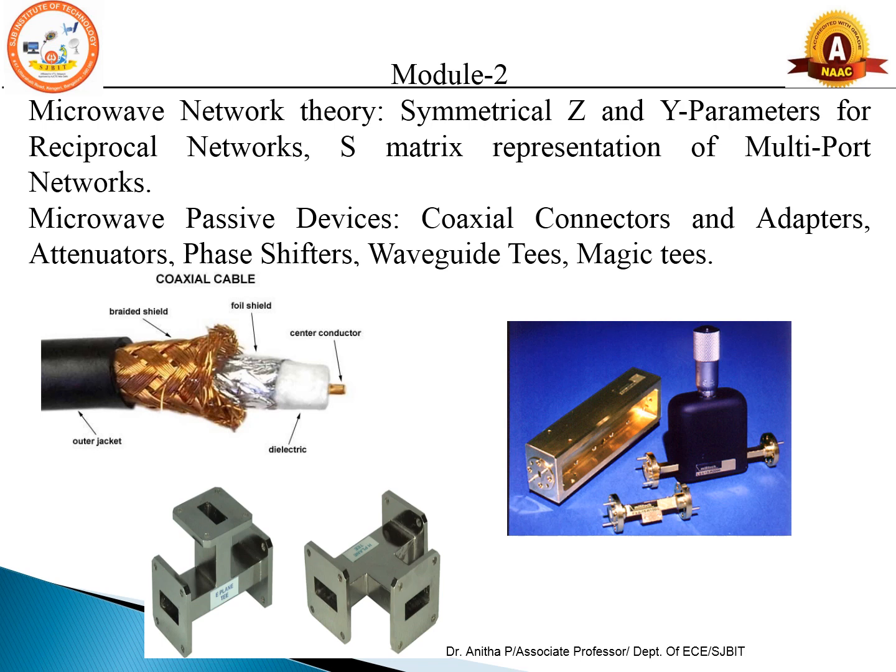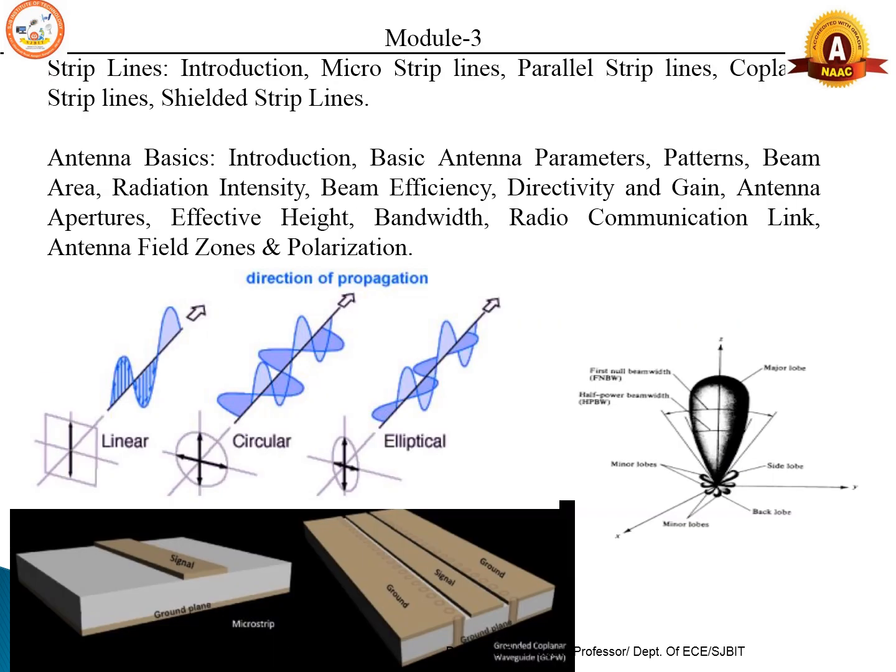Microwave network theory. In network theory, you will be analyzing the network using S parameters of two-port and multi-port networks. Then in the second part, we'll be learning about microwave passive devices. In that, some of the components like phase shifter, attenuator, waveguide T's, E-plane T, H-plane T, magic T, and coaxial cable connectors will be learned.